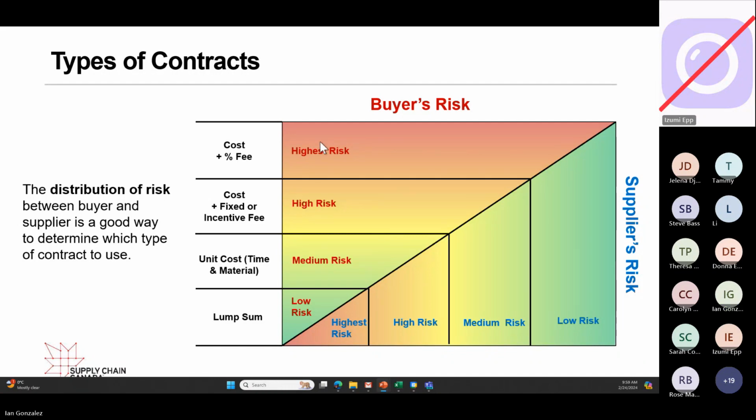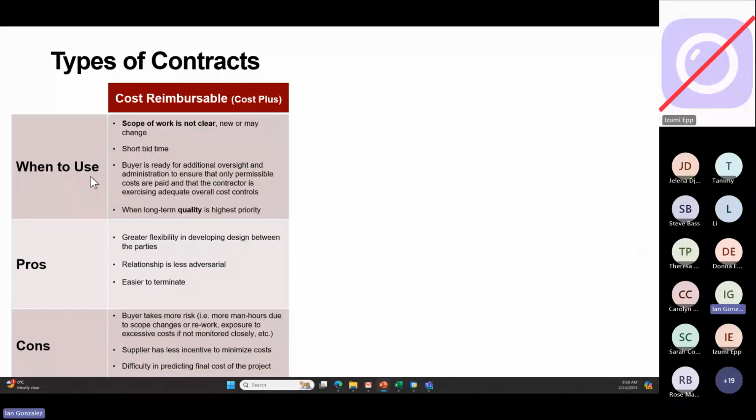Now that you're cognizant of this, the distribution of risk is how you smartly use each of these contracts. Let's look at it over here: when to use, and then the pros and cons. So cost reimbursable, cost plus. You only use this when the scope of work is not clear, or it cannot be clear because there truly is no way of fleshing out a detailed scope of work. Then that's when you use cost reimbursable.